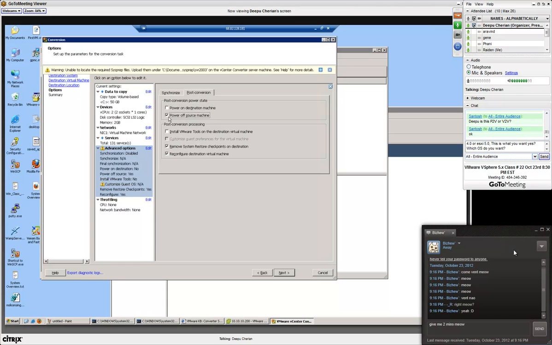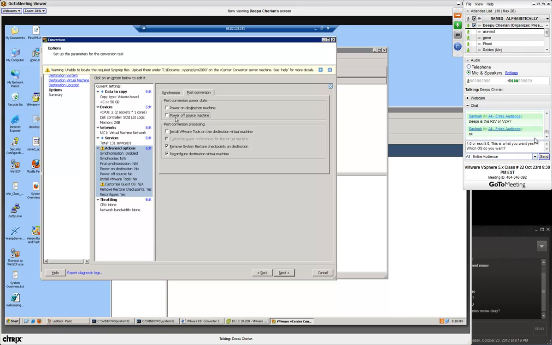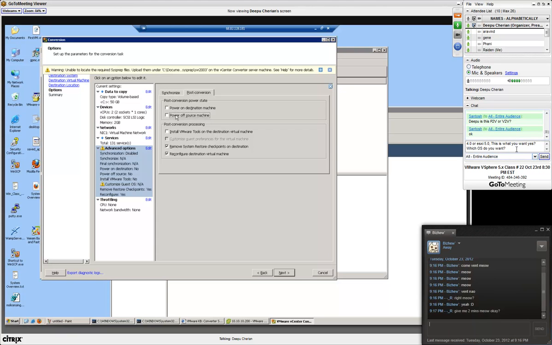Do you want to power off the source machine? You want to? No, you don't want to. If you want, you can do that. This will power off the original machine and power on the VM. Whether you want to do that or not, it is your choice. I'm not going to do that.